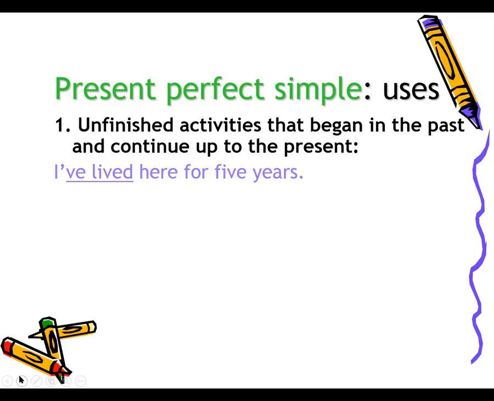Okay, two possibilities. We will discuss one more next example. But this is when unfinished activities begin in the past and continue up to the present. I have lived here for 5 years. I have lived, third form of verb, here for 5 years. So something that is unfinished and is still continuing till the present time period.